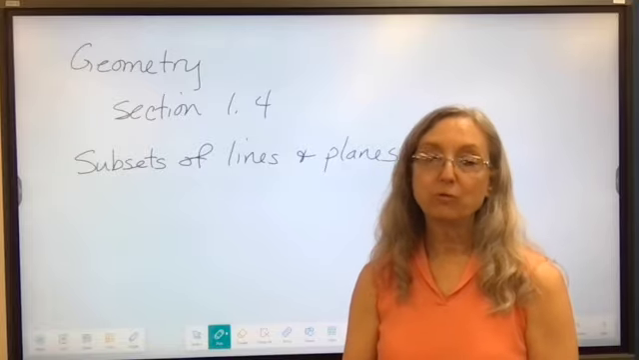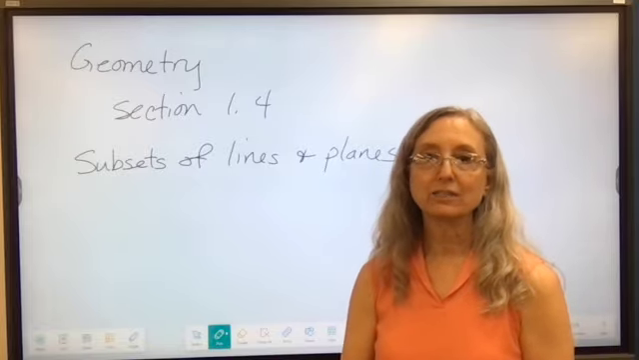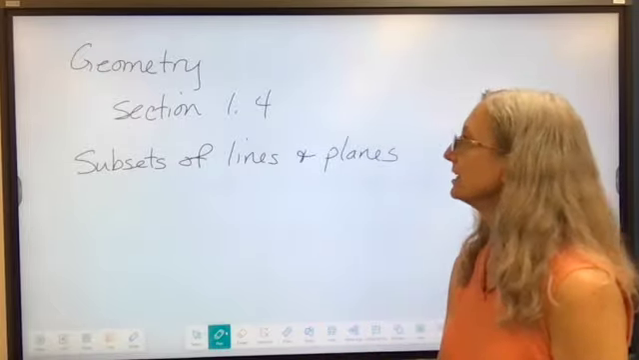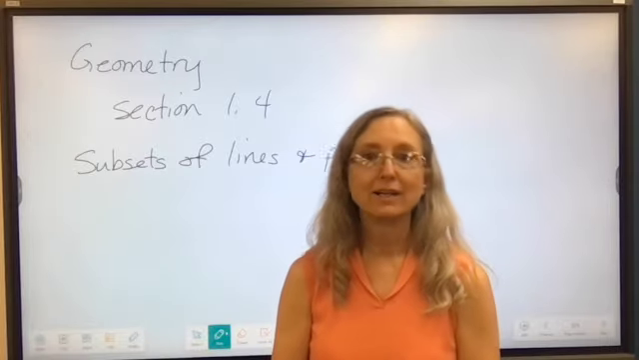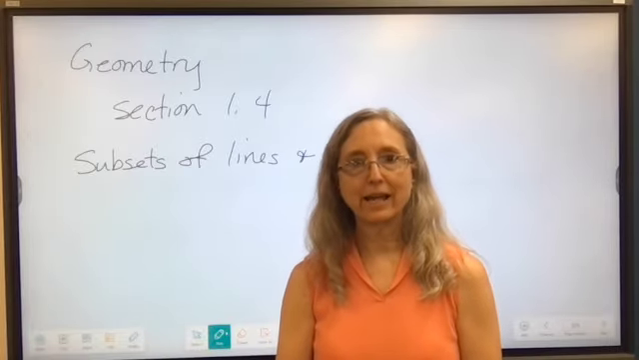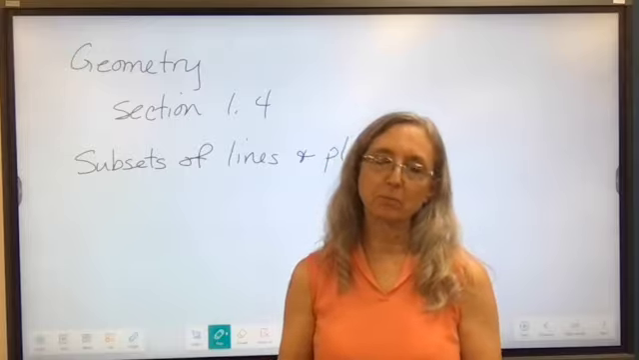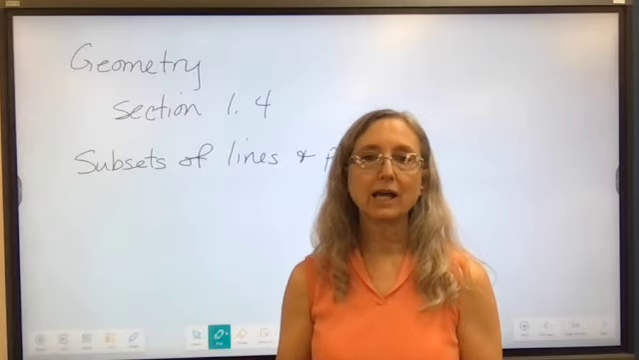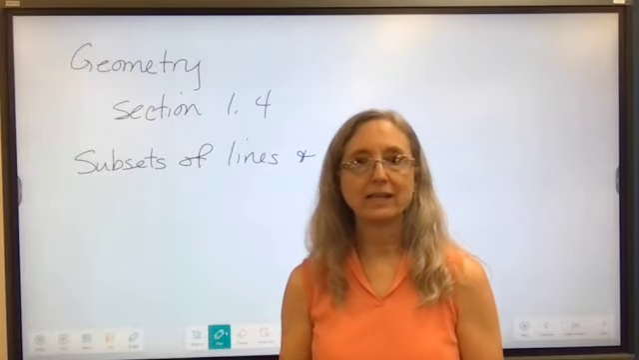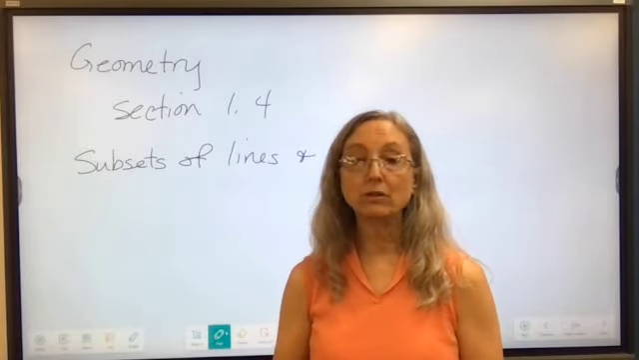Going to now do the fourth section of chapter 1 in geometry. This one is subsets of lines and planes. We've talked about points, lines, and planes. Now we are going to break them up. You can't break up a point because it's just a point. But when we get to lines and planes, we can divide them up into smaller sets.